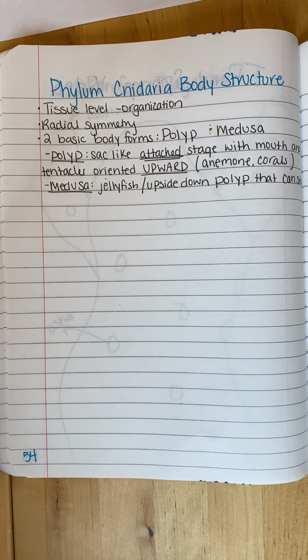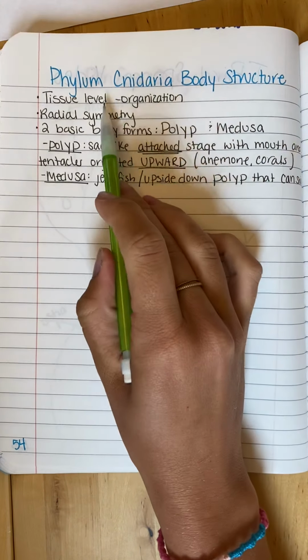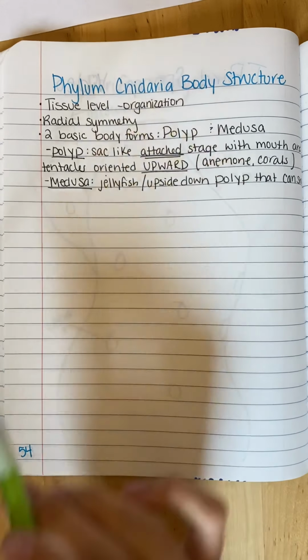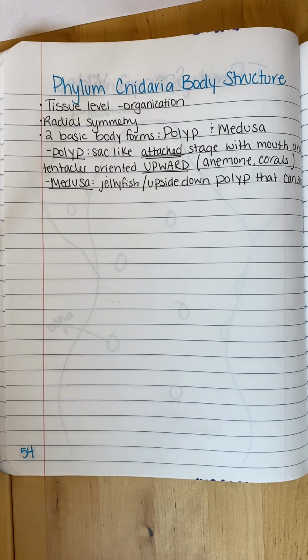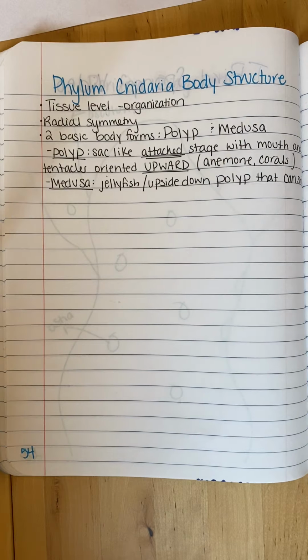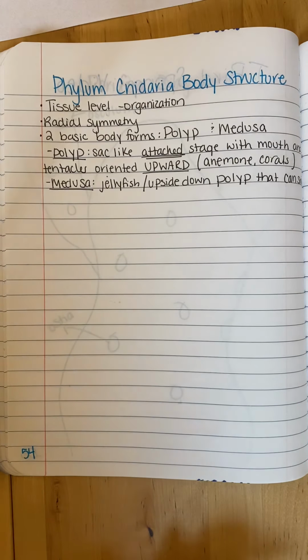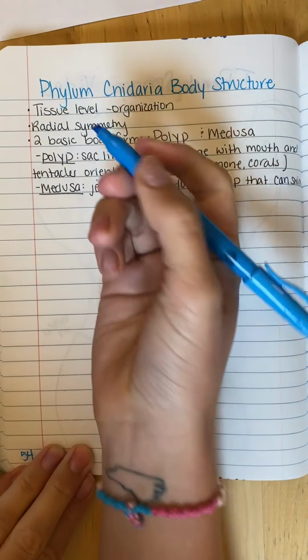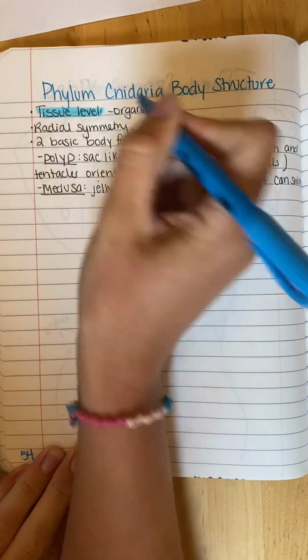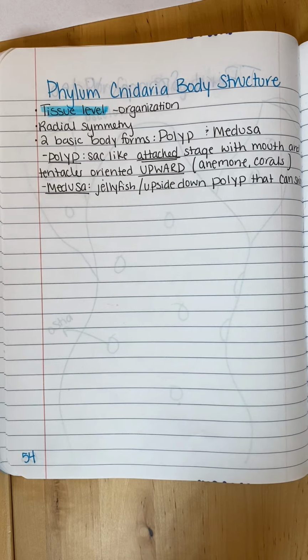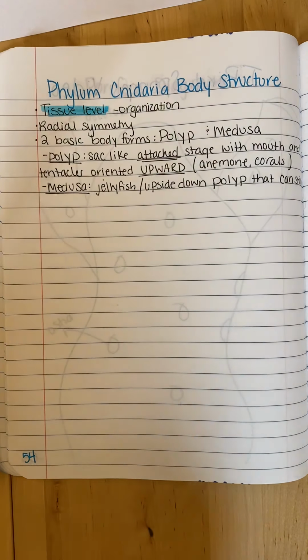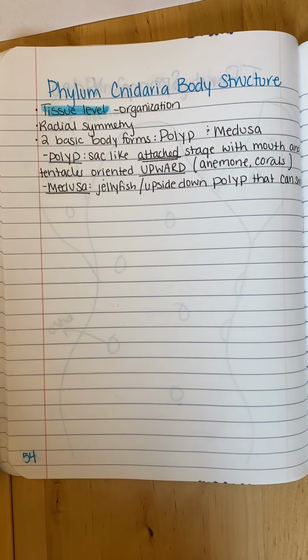These Cnidarians are organized at the tissue level. So we said phylum Porifera was organized at the cellular level. They were just composed of different types of cells all working together. Cnidarians are organized at the tissue level, so they have specialized cells that then build specialized tissues, and these tissues all serve a particular function. However, they do not have organs, they don't have organ systems, yet they are considered to be a full organism, which is really cool if you think about it.